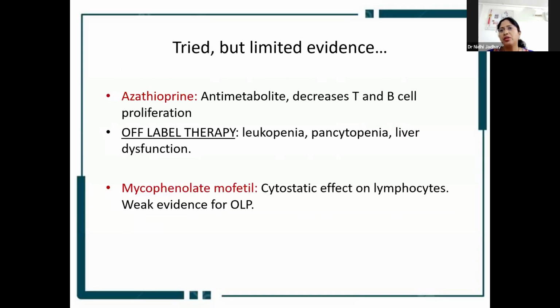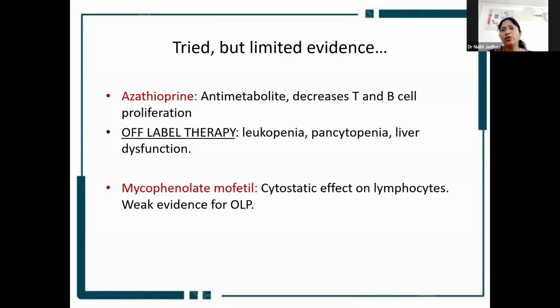Now in the further two slides I'll tell you about the drugs which have been mentioned in the literature, but there is relatively little, limited evidence, like azathioprine, which decreases the T and B cell proliferation. It's an anti-metabolite, but off-label therapy, presently not much used for oral lichen planus because of its significant side effects of leukopenia, pancytopenia, liver dysfunction that it can cause.